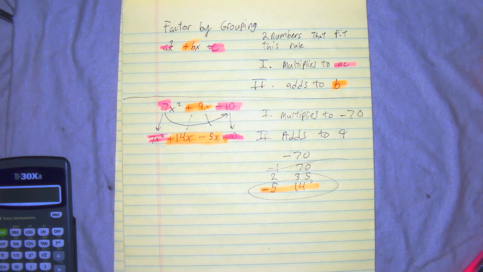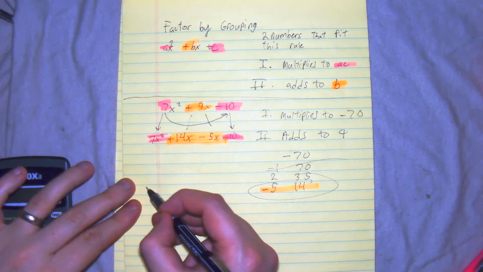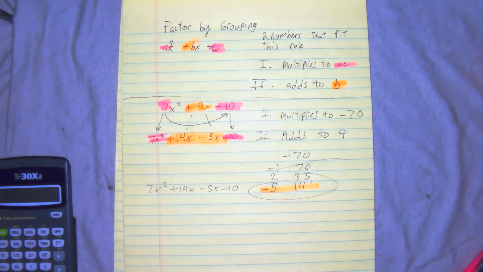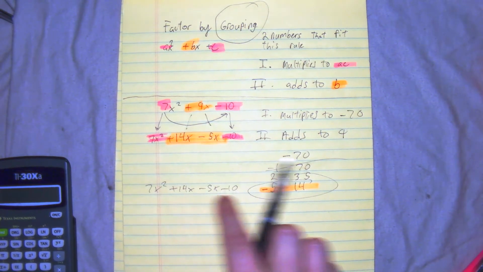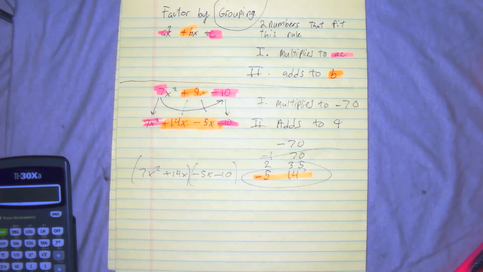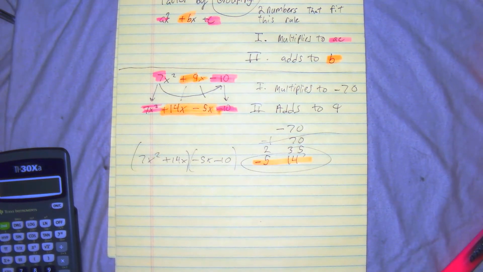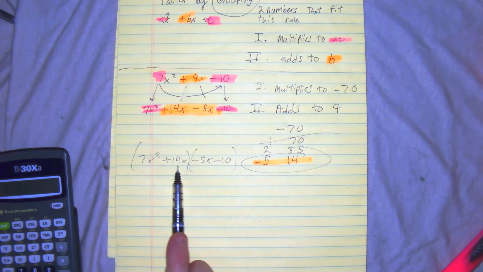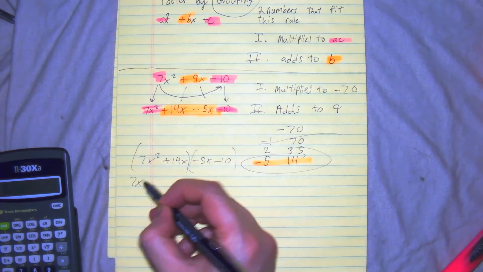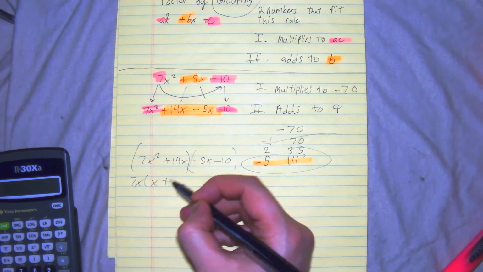Next part. Let me rewrite it so we can see it. We have 7x squared plus 14x minus 5x minus 10. This is called the grouping method. So we're going to group the first two terms and the last two. So we group 7x squared plus 14x and negative 5x and negative 10. And now you're looking for a GCF. What's the greatest common factor? That has a 7, that has a 7. This has an x squared, but this has 1x. So first you're going to pull out a 7x here. Pull out a 7x and it makes it x plus 2.